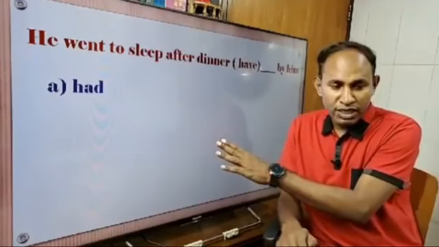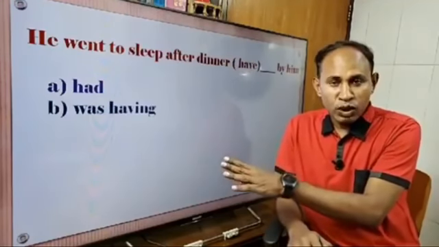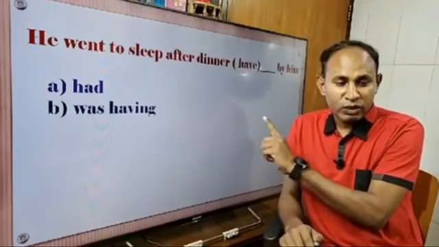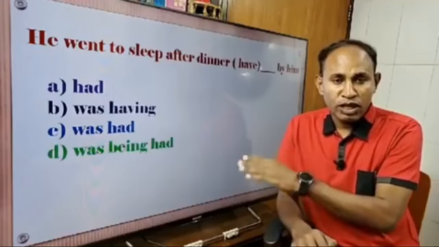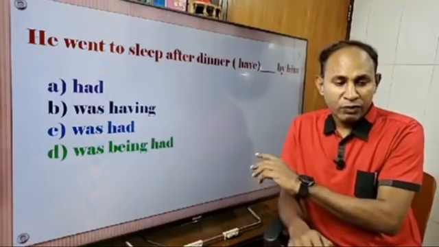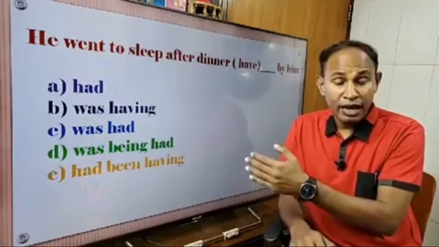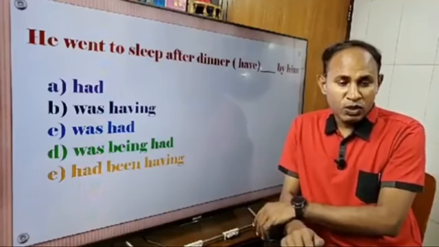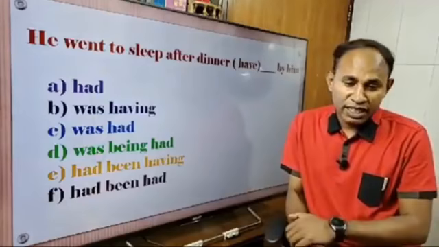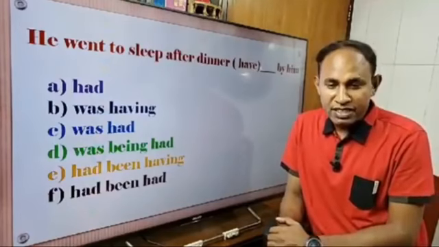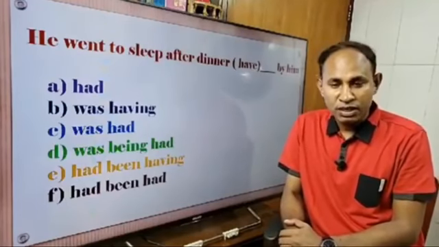So the first one is had, the second one is was having, and the third one here you see is was had, and the fourth one is was being had, and the fifth one is has been had been having, and the next one here you see is had been had. So which one is the correct answer? Probably there is a right answer and one answer is correct. So which one is that?